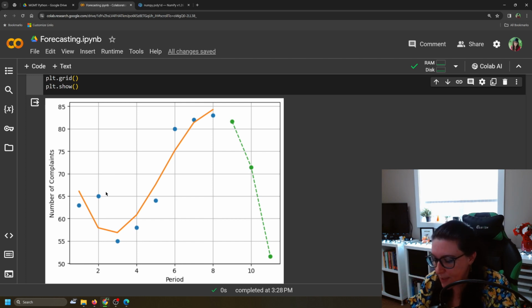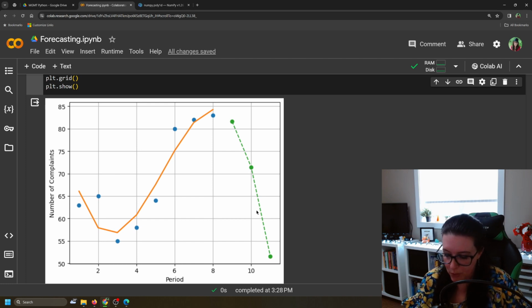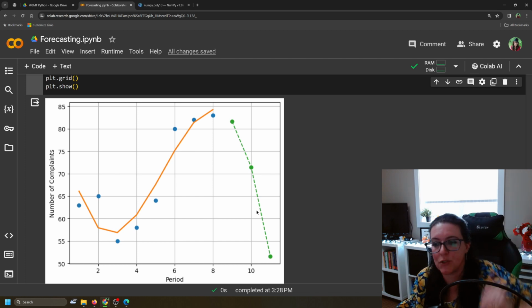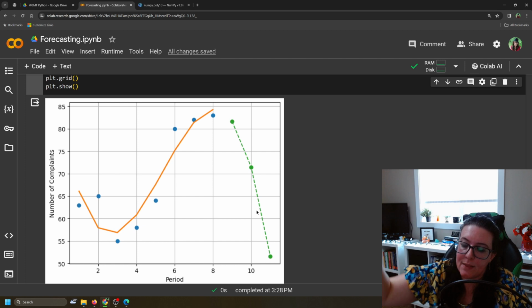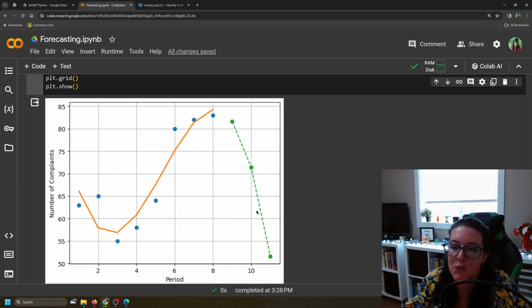Okay. You can see here the blue are the dots for the actual data. The orange is the fitted polynomial of degree 3. And the green is the forecast for the future. So even though this model fits better, because it's starting to match all the different curves of the actual historical data, notice that the future just assumes complaints drop. The previous one just assumed the complaints went straight up.